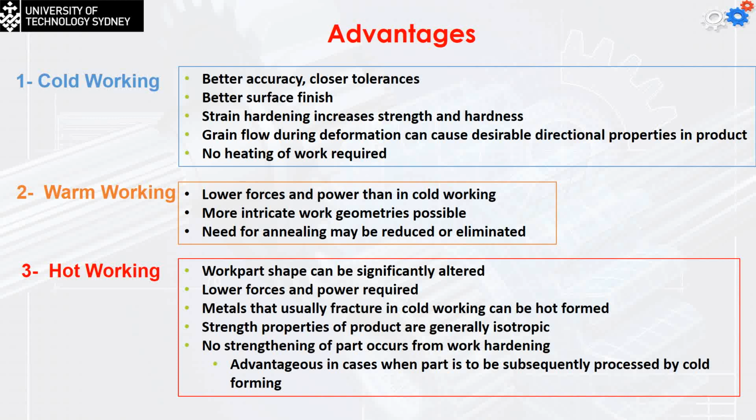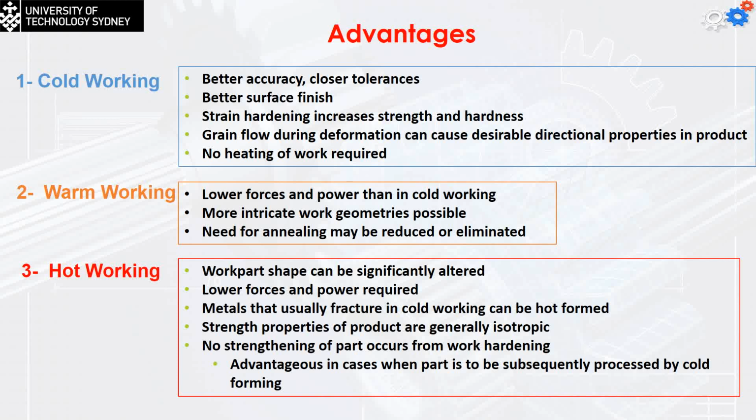For warm working, there is lower force because the value of YF, the flow stress, has been lowered. More intricate work geometries are possible because now I can form it much more easily. And usually the need for annealing is reduced or eliminated because we haven't reached the recrystallization temperature yet. For hot working, the shape can be significantly altered because the metal became very soft. The flow force is going to be much less, so lower forces and power are required. Metals that usually fracture in cold working can be hot formed. Why?